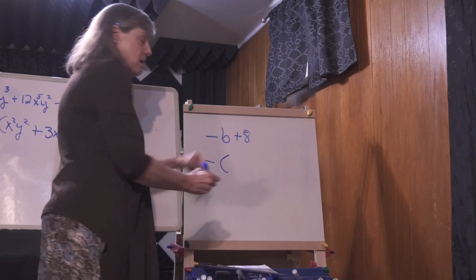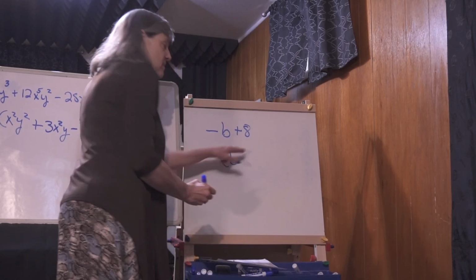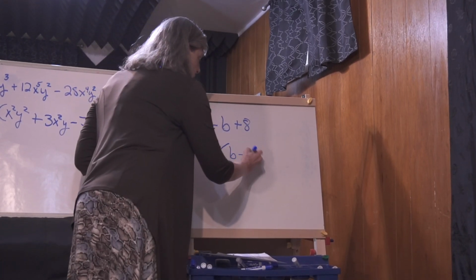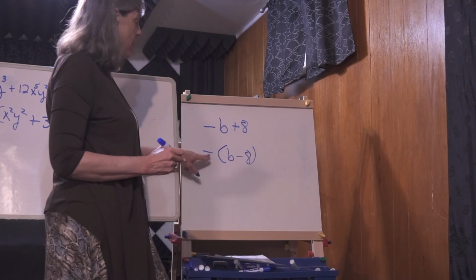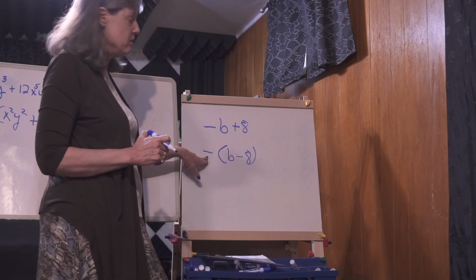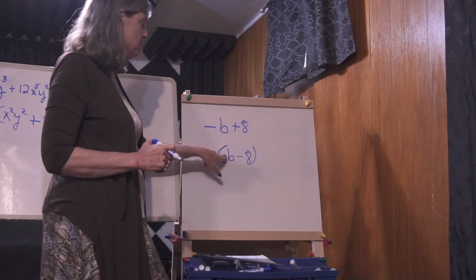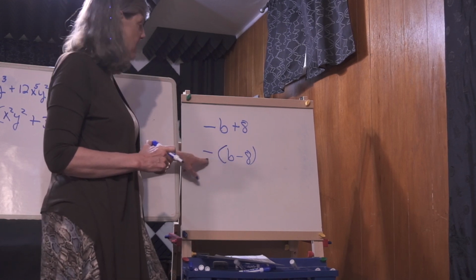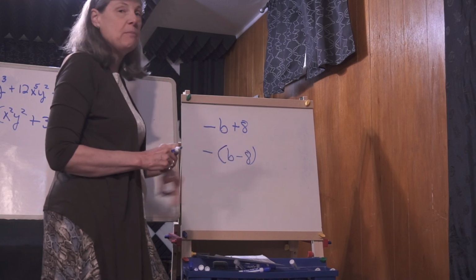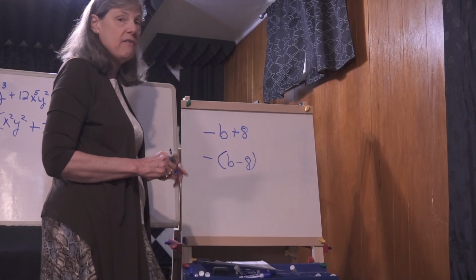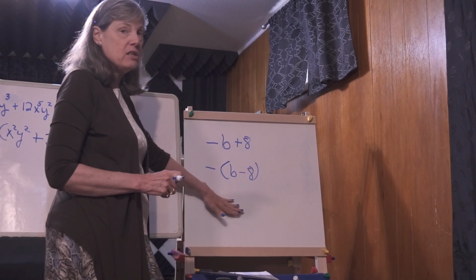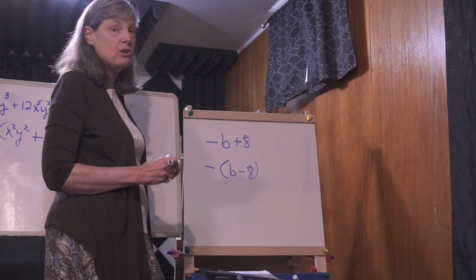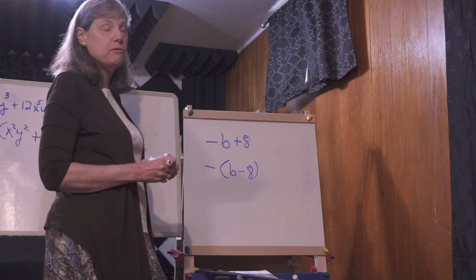So now this b becomes positive, and this 8 becomes negative. Both of these signs changed. When I multiply it back to see if I got it right, negative times positive b gives me negative b. Negative times negative 8 gives me positive 8. And there we have it. So sometimes, very, very important to just factor out a negative. You will need to know that, especially when we get into Rule 3b.